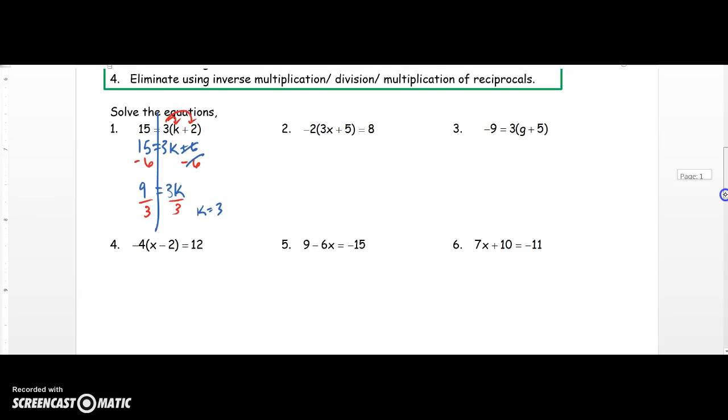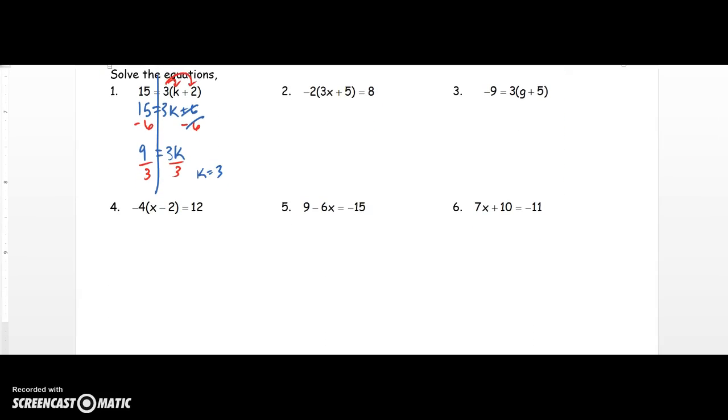Number 2, do we have to distribute? Yes, we do. That's always your first step, if you can. We have negative 2 times 3x is negative 6x. Negative 2 times 5 is negative 10, so that means minus 10. Now there's our new equation to work with. Negative 6x, reminder, leave this as your last step.